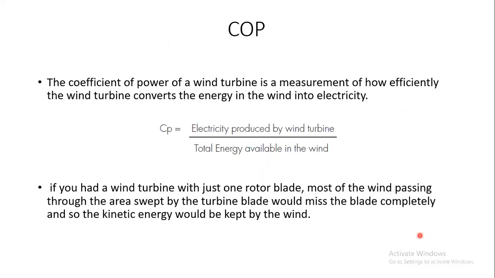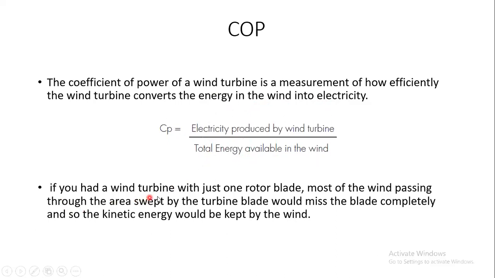Then we come to the coefficient of power of a wind power plant. The coefficient of power of the wind turbine is a measure of how efficiently the wind turbine converts the energy in wind into electricity. Cp is the ratio of electricity produced by the wind turbine over the total energy available in the wind. That particular ratio is what we call Cp, the coefficient of power.